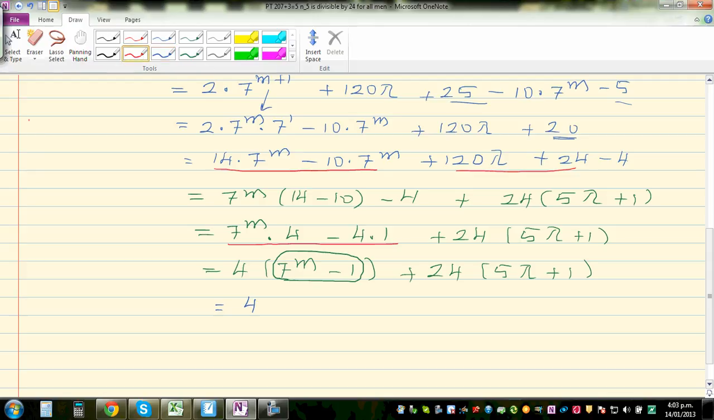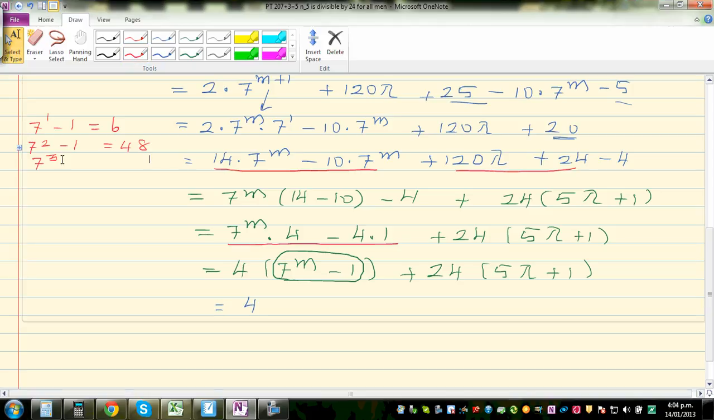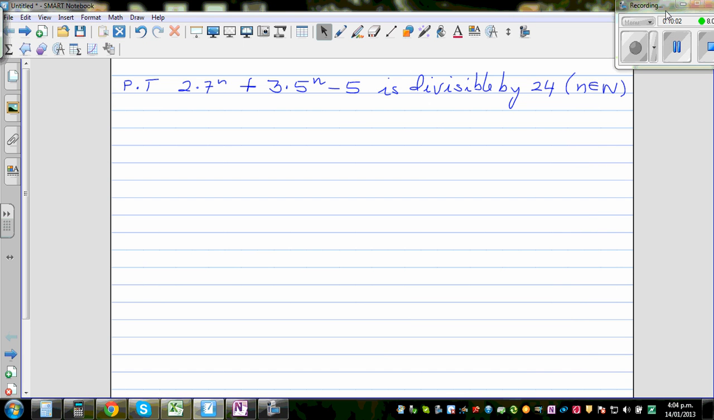I wanted to give you some examples. If m is 1, 7 to the power of 1 minus 1 is 6. 6 is a multiple of 6. If you do 7 squared minus 1, this is 49 minus 1, which is 48. 48 is a multiple of 6. 7 cube, let me use a calculator. 7 to the power 3 minus 1 is 342.